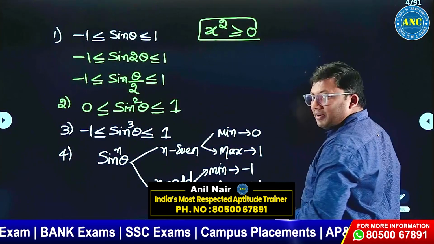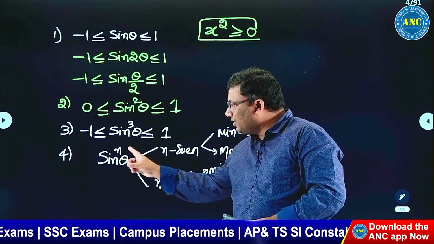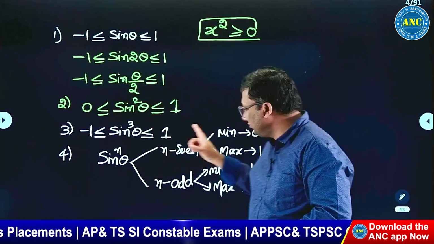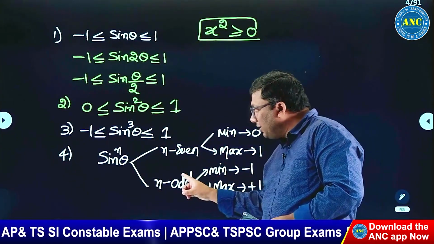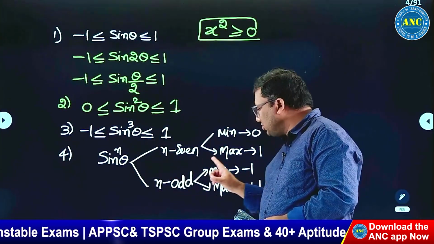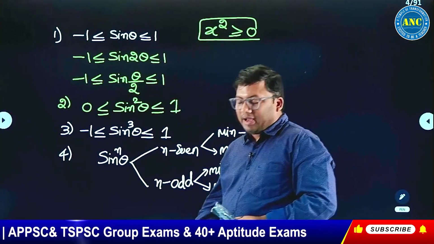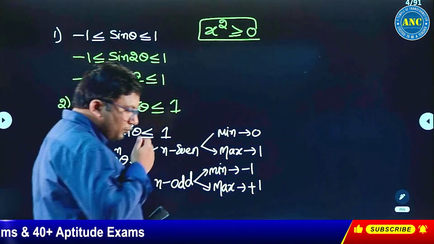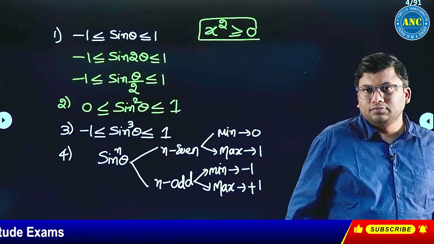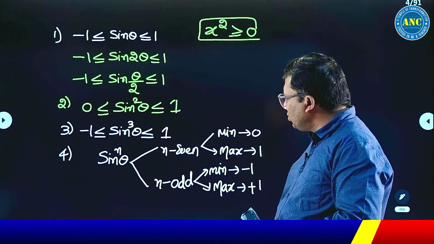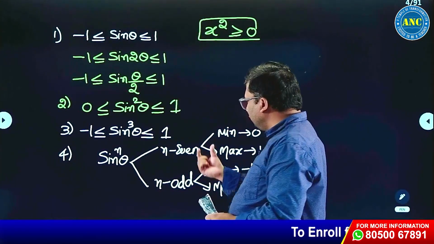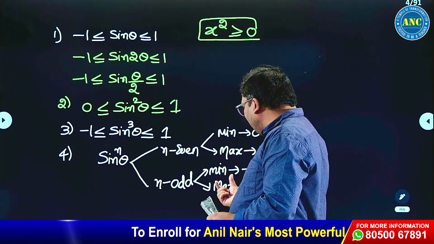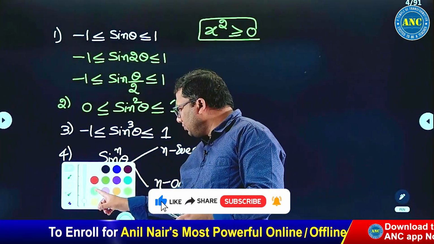Please read this statement. Understand it. N is even. Sin square theta. Sin square, it will start from 0. It will end at 1. Sin power 3 theta. Odd means minimum will be minus 1. Maximum will be plus 1. When you are writing it, understand and write it. Sin power n theta. N even, minimum 0, maximum 1. N odd, minimum minus 1, maximum plus 1.